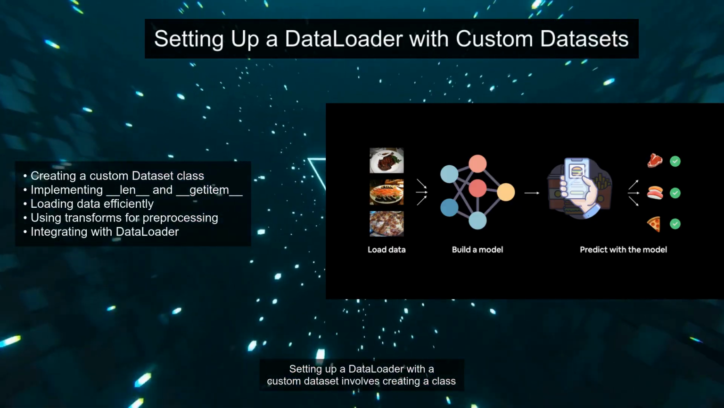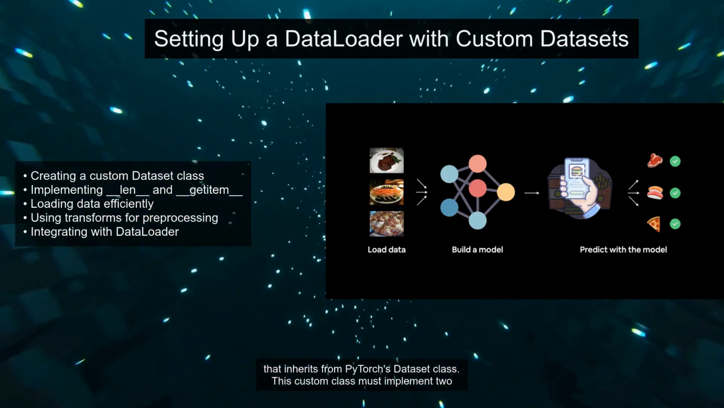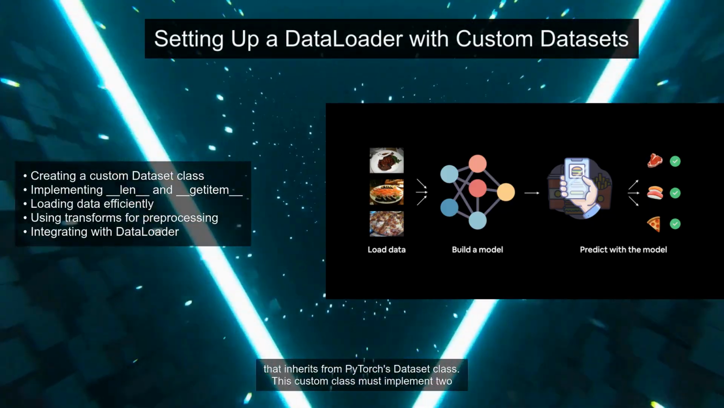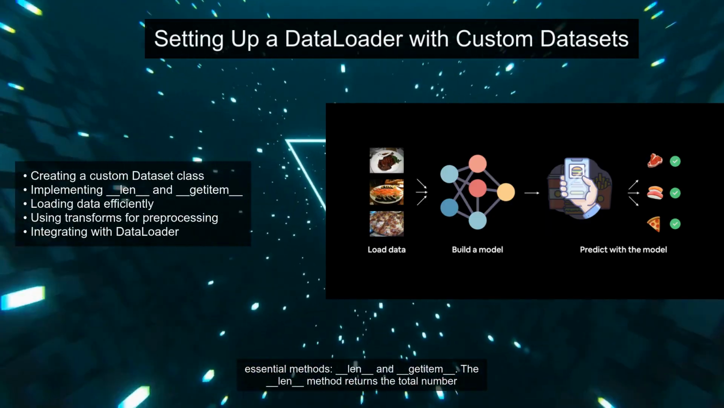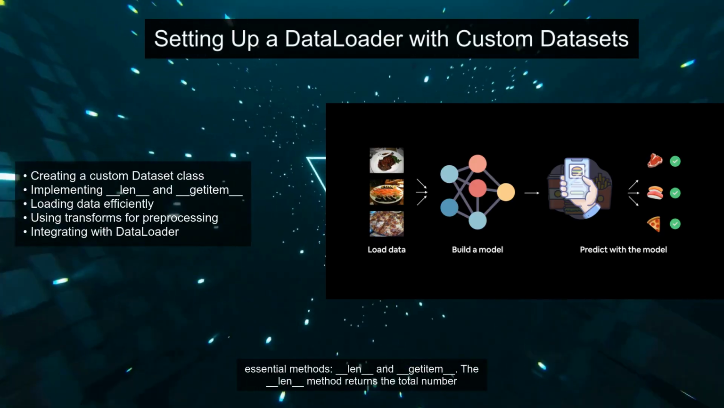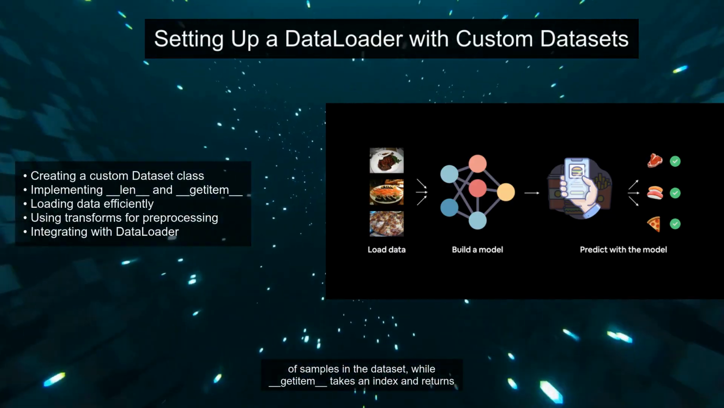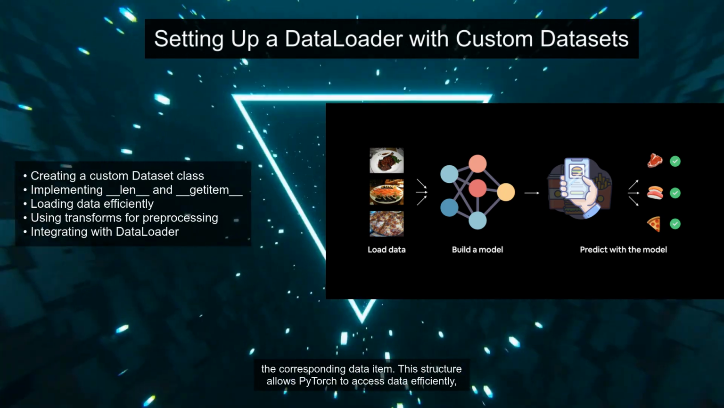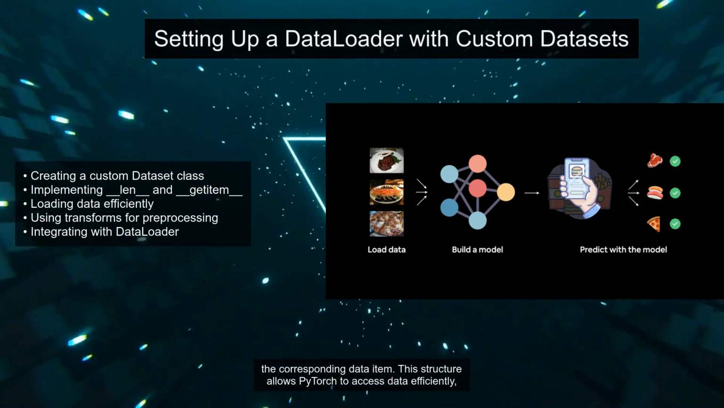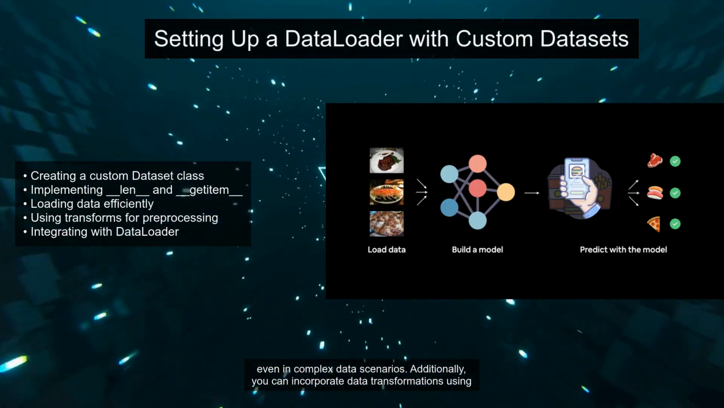Setting up a data loader with a custom dataset involves creating a class that inherits from PyTorch's Dataset class. This custom class must implement two essential methods, __len__ and __getitem__. The __len__ method returns the total number of samples in the dataset, while __getitem__ takes an index and returns the corresponding data item. This structure allows PyTorch to access data efficiently, even in complex data scenarios.